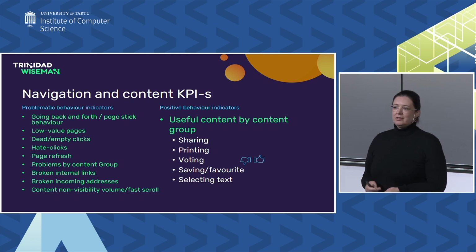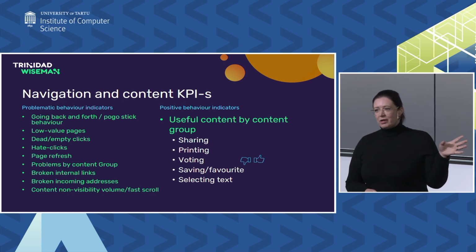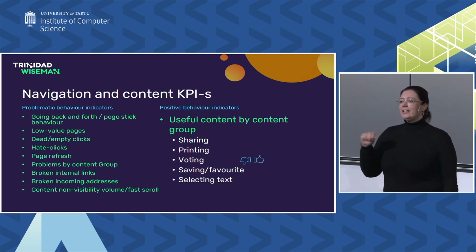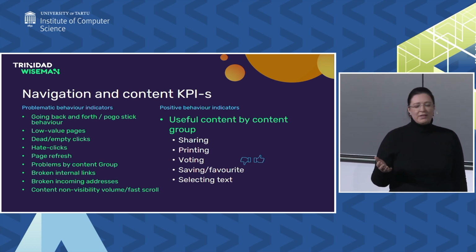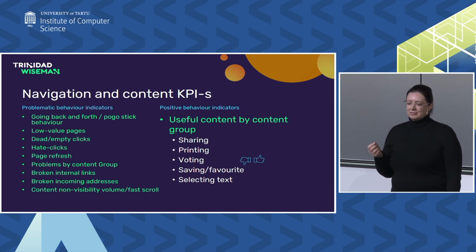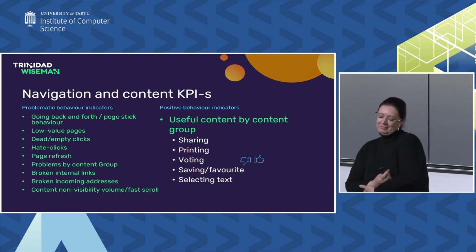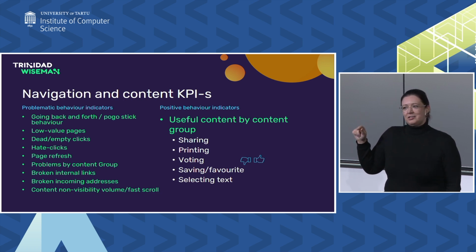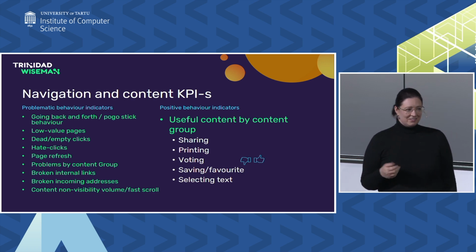Low-value pages: not many actions, quick pass-throughs. There's a page, but it's not so valuable for the user because they don't stay there long. Then there are empty clicks, when we click on elements that are not clickable and nothing happens. That's super easy to catch. The code is a bit messy, but you have to know which elements are clickable. Then rage clicks, basically fast clicks. If you're really unhappy with the page, nothing works, what do you do? Click, click, click, click, click. You can catch that. That's easy.